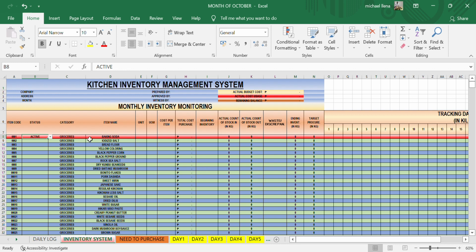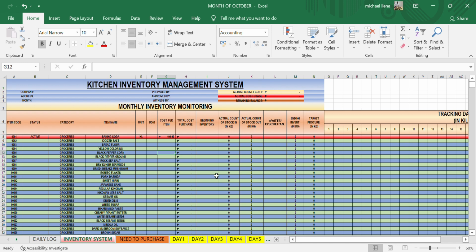Here in your inventory, you have the cost per item. For example, the baking soda per kilo: the unit cost per kilo of baking soda is 100 pesos. You have the beginning inventory if you have one, the actual count of stock in, and the actual count of stock out, which is already converted to kilograms.